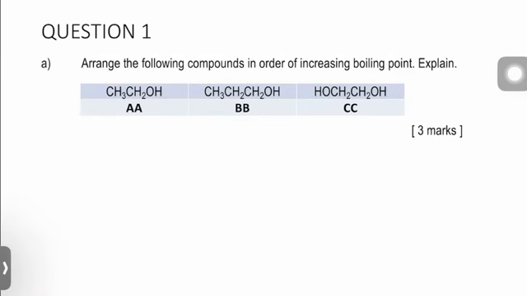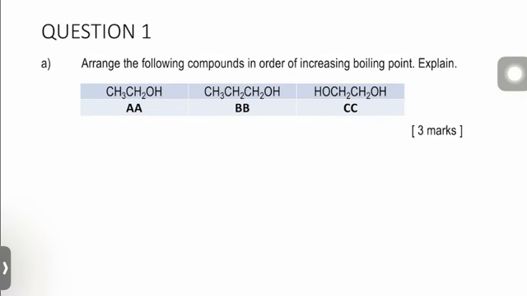Look at question number 1. Arrange the following compounds in order of increasing boiling point. Explain. Given three compounds AA, BB, and CC. For AA, we are given ethanol. For BB, 1-propanol, and CC, 1,2-ethanediol. Before we arrange in order of increasing boiling point, we have to make sure of the compounds given first.